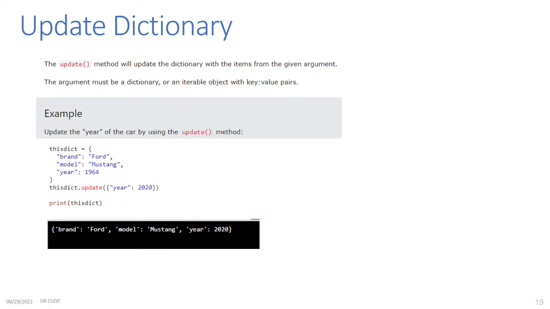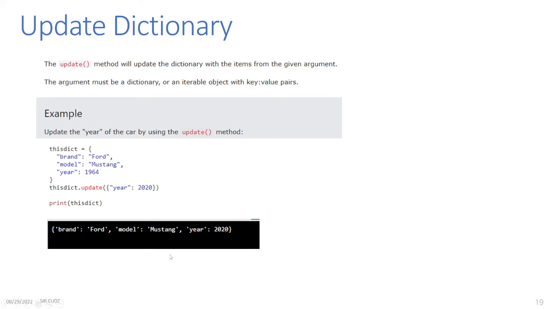Update dictionary. The update method will update the dictionary with the items from the given argument. The argument must be a dictionary or an iterable object with key value pairs. So update the year of the car by using the update method.